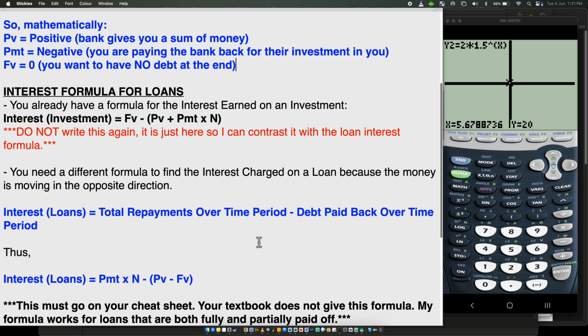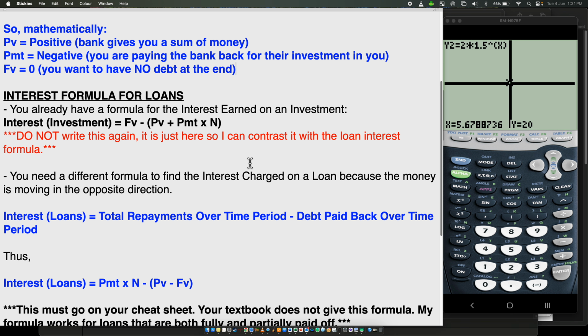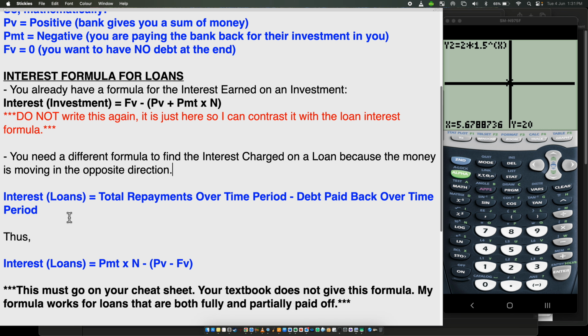I'll scroll down so that you can get the stuff that's in blue. Can I just remind you that I've given you a formula for the interest earned on an investment. You don't have to write this again. I'm putting this here because I want to contrast it to the different formula that you need for loans. You need a different formula to find the interest charged on a loan because the money is moving in a completely opposite direction. The interest that you pay on a loan is all of the money that you pay over the time period, take away what you borrowed in the first place. Right? You're paying interest in a loan because you didn't have money in the first place.